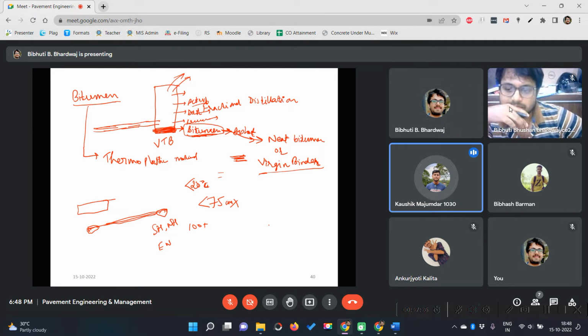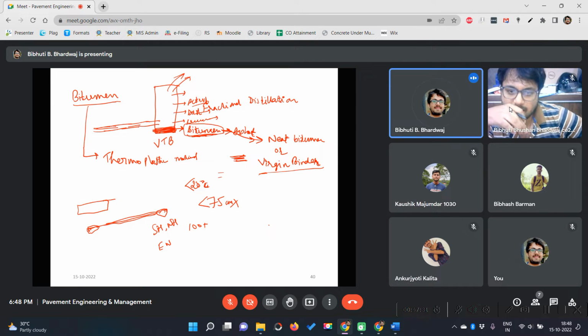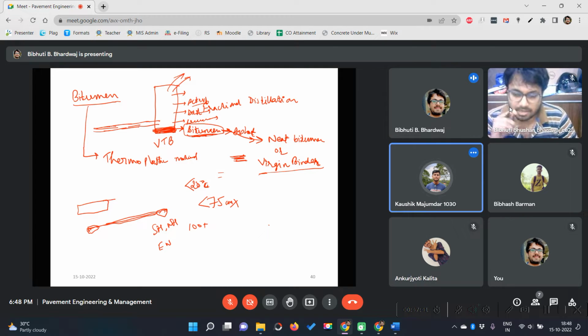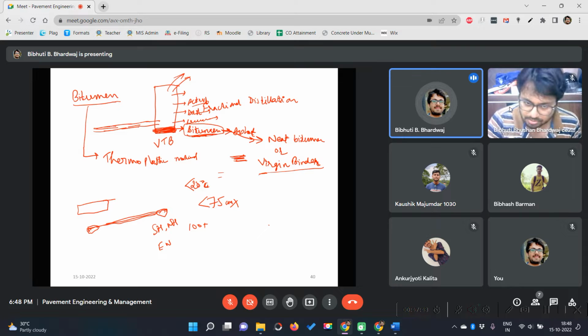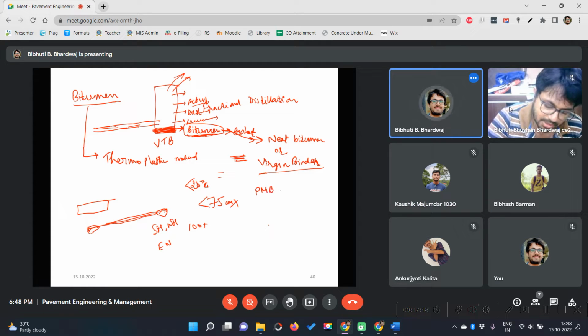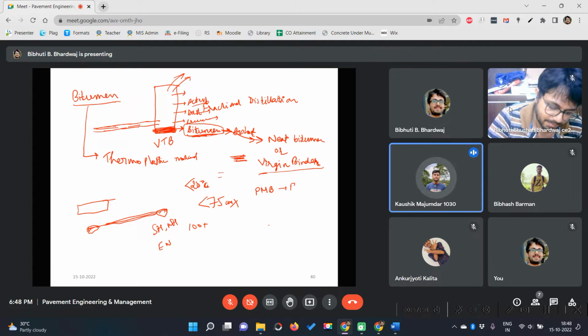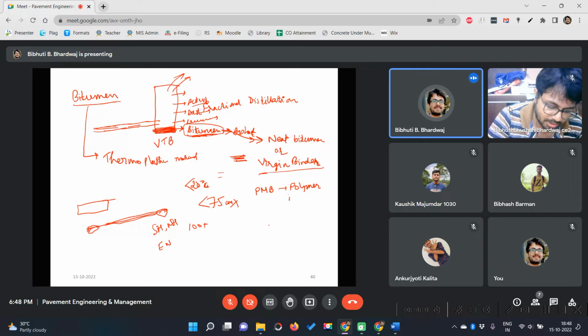Sir, by modifying it with some kind of polymer. Okay, what kind of polymer? What comes to your mind when I talk about ductility? Sir, stretched, rubber or something. Rubber. Okay, so there are two types of modified bitumens available in the market. One is called PMB, what can be the full form? Any guess? Sir, it's polymer modified bitumen.